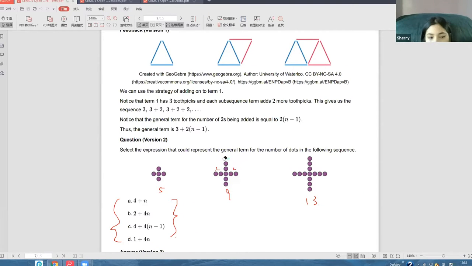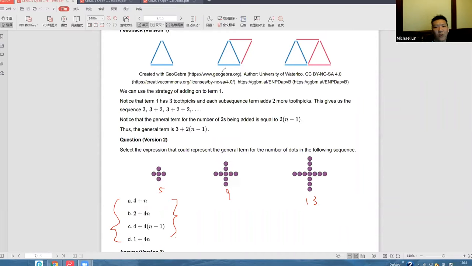Wait, so it doesn't, oh yeah, it doesn't count the middle one. You do count the middle one, but it's 1, 2, 3, 4, 5, 6, 7, 8, 9, right? That's 9 dots, okay. Not 10 dots, okay? Be careful. So who can tell me the general term for this one? +4. +4, good.